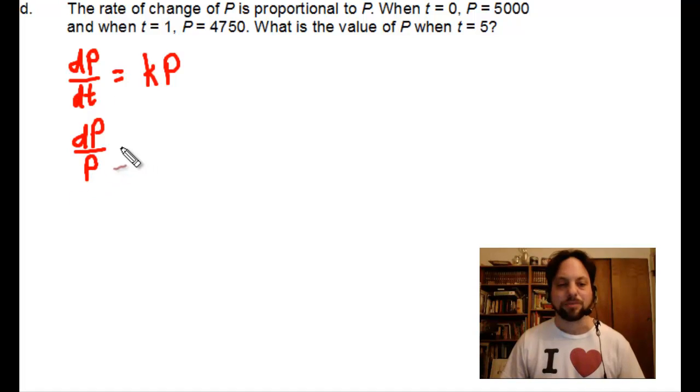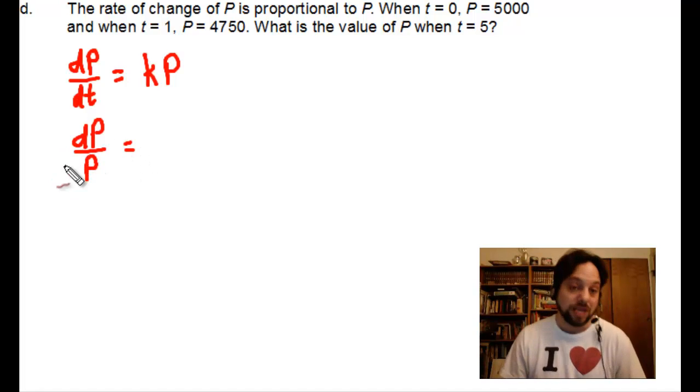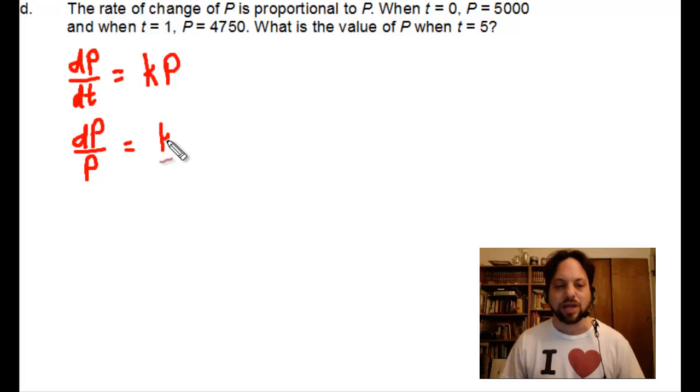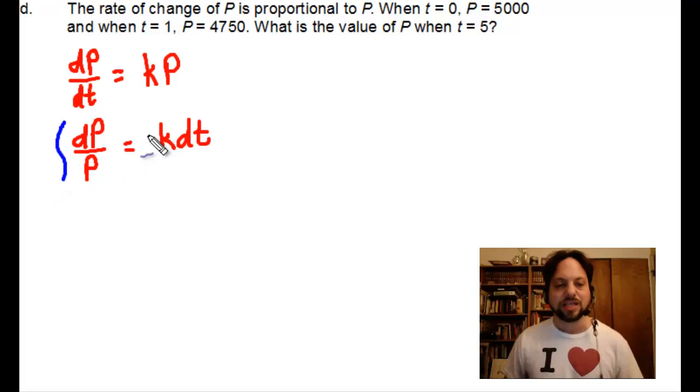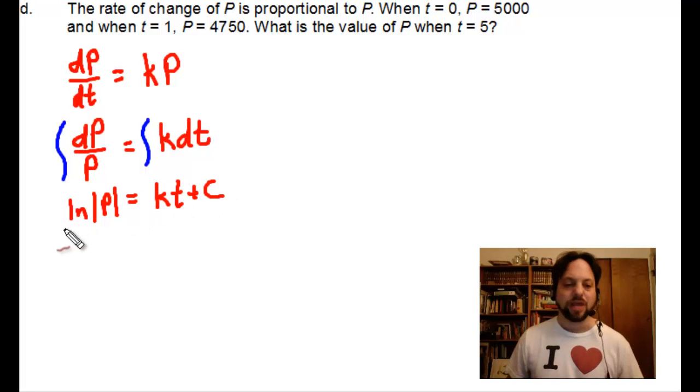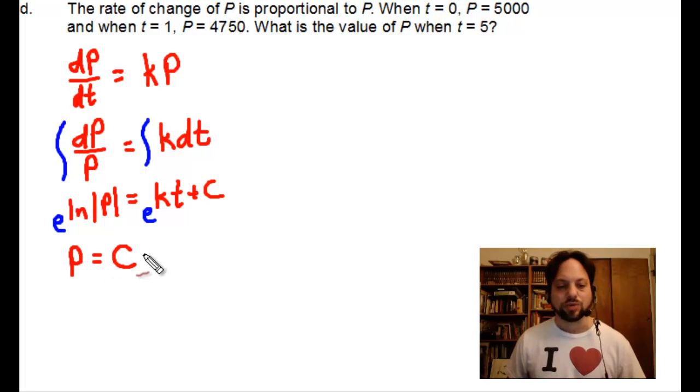Similar to our last few examples, we're going to get the p things on one side, and we'll get everything else on the other side. So that we'll have an equation that looks kind of like this. And this, of course, we know how to integrate. This would give us the natural log of the absolute value of p, and over on the right side we'll simply have kt plus c. And of course there is that one last step. We need to exponentiate both sides, and when we do that, we're going to end up with our general solution to this, rather, P equals C e to the kt power.